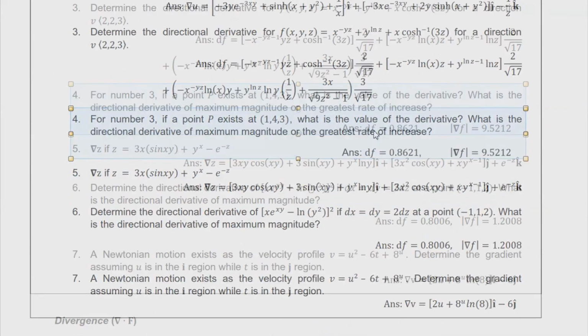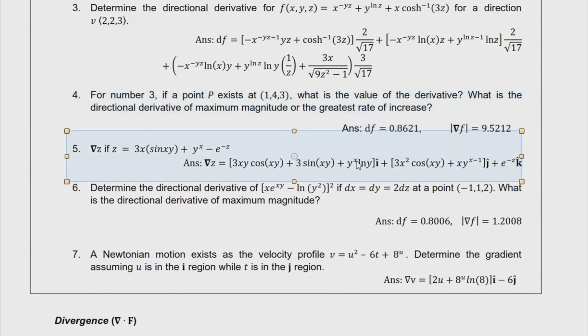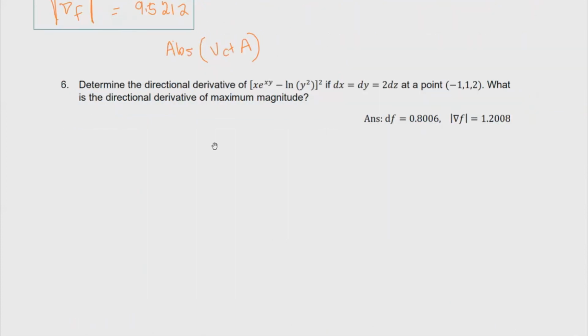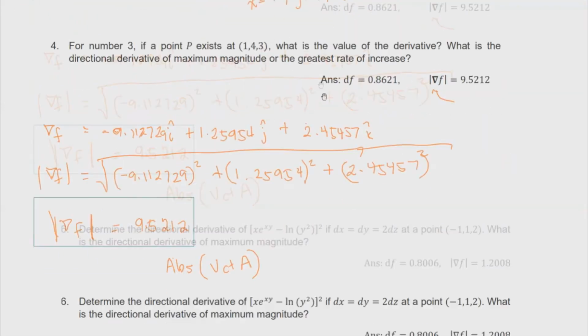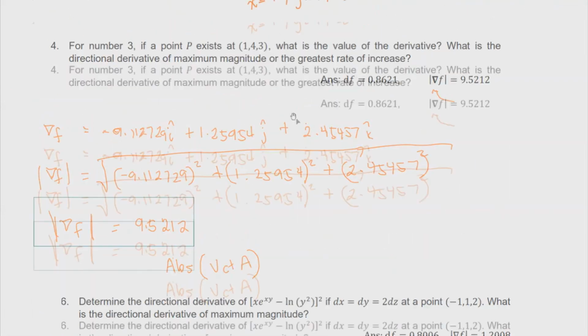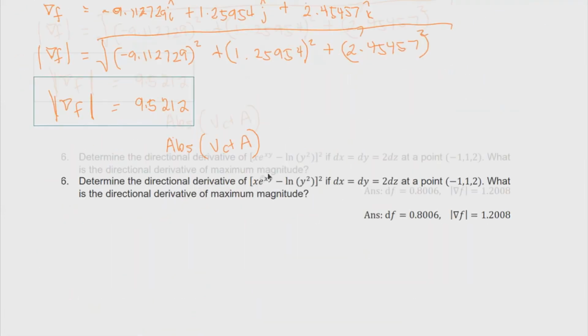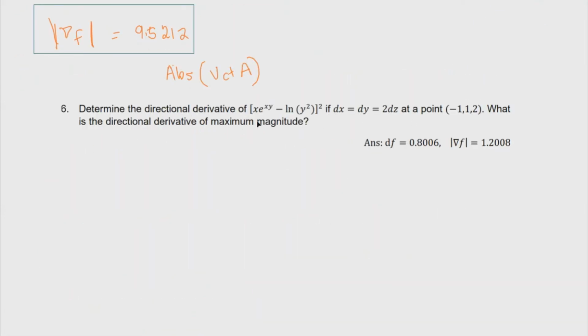So let's have another one here. We need to also find the directional derivative, and we need to find the directional derivative of maximum magnitude. Now, I will not be showing you how we could substitute each of the values and then do something like that before, but I'll just show you how we can derive the expression and then you just do the substitution.